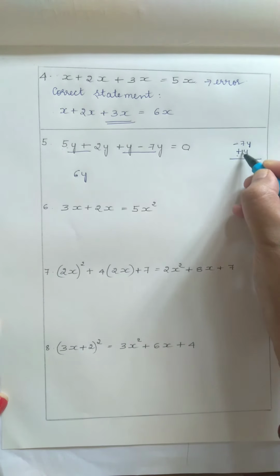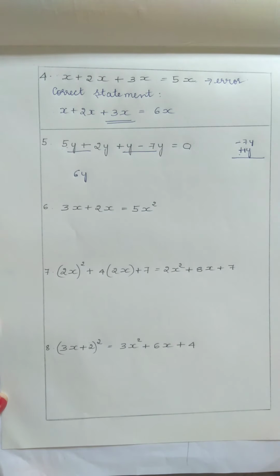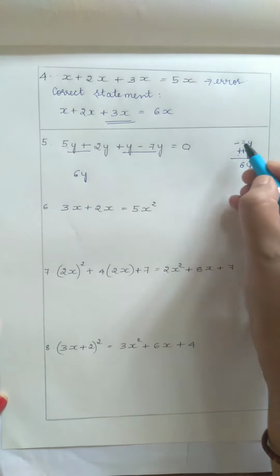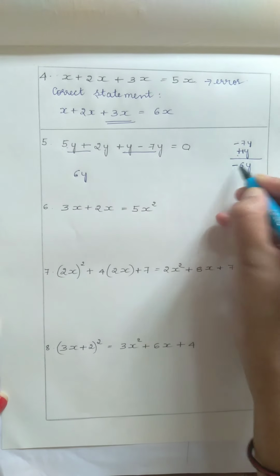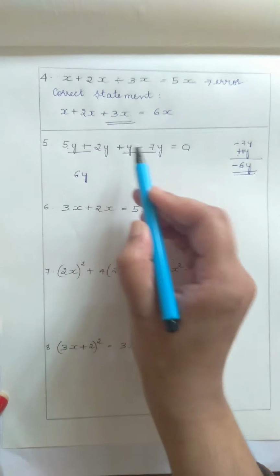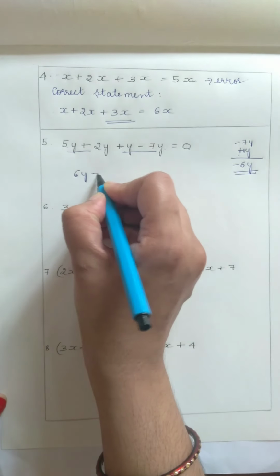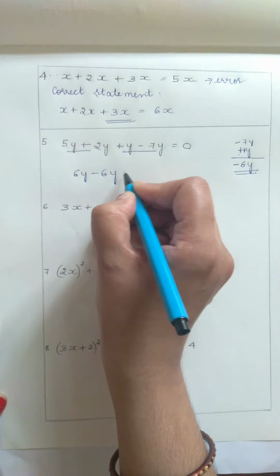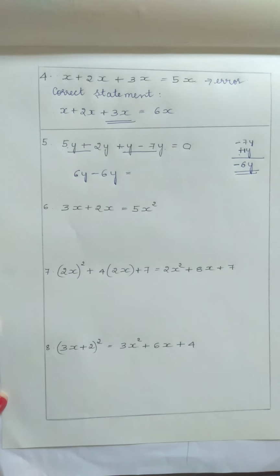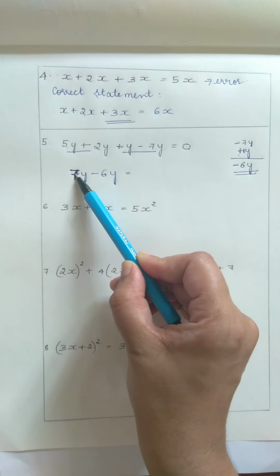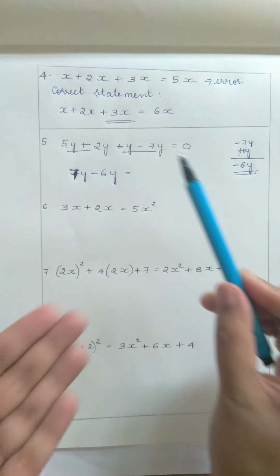The coefficient of y is 1. So while performing the subtraction, because we have different signs, it will be equal to 6. So 6y, and the sign of the bigger number is minus. So plus y minus 7y will be equal to minus 6y. That will be equal to, so children, 5y plus 2y, it will be equal to 7y. 5 plus 2, 5, 6, 7.